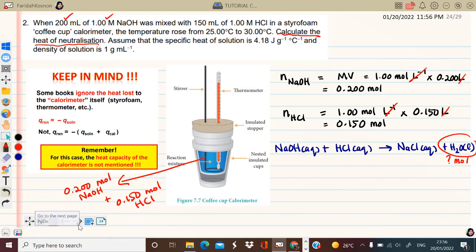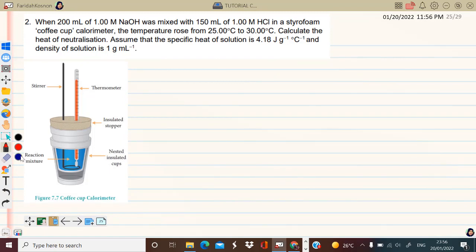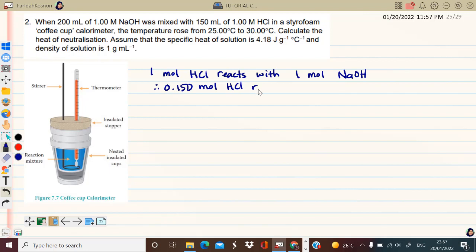Okay, jadi macam mana nak selesaikan? Okay, so kita buat stoichiometrical relationship lah. Okay, let's say from the equation 1 mole. So that's why you perlukan equation tadi. 1 mole of hydrochloric acid reacts with 1 mole of sodium hydroxide. Okay, how many moles of hydrochloric acid provided to you? If I have 0.150 mole hydrochloric acid, it will react with, patutnya tak ada masalah kan?